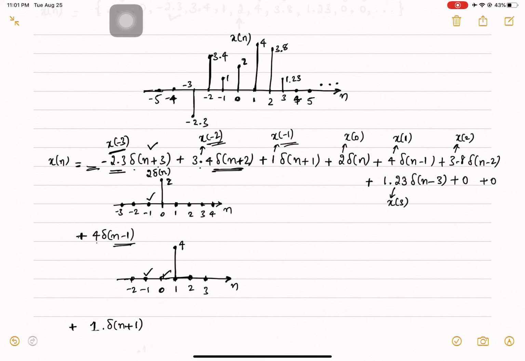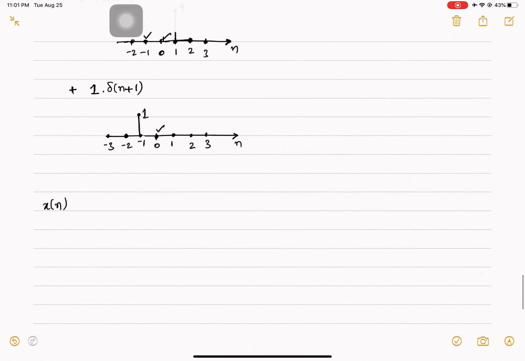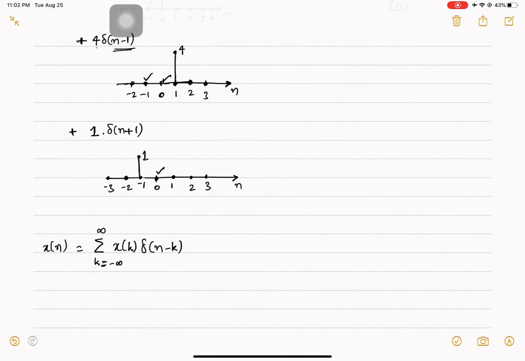So basically what I am doing is I am taking a general sequence x of n, and I am expressing it as a linear combination of the time shifted impulses. So if you go on substituting the values of k, here the k is called a running variable or a dummy variable. If you want to find out the value of x of 2, for example, you substitute n equal to 2, you add up all the terms.